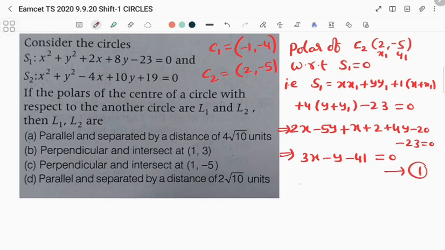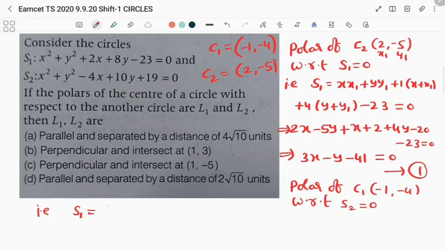Next, the polar of C1, (minus 1, minus 4), with respect to the second circle S2 equal to 0. Generally, polar equation means S1 equal to 0, we will write it. That's why I am writing S1 only. Don't confuse, dear students, I am writing S2 otherwise. So xx1 according to this, yy1. Now this is x1, y1. Minus 2 into (x plus x1), plus 5 into (y plus y1).